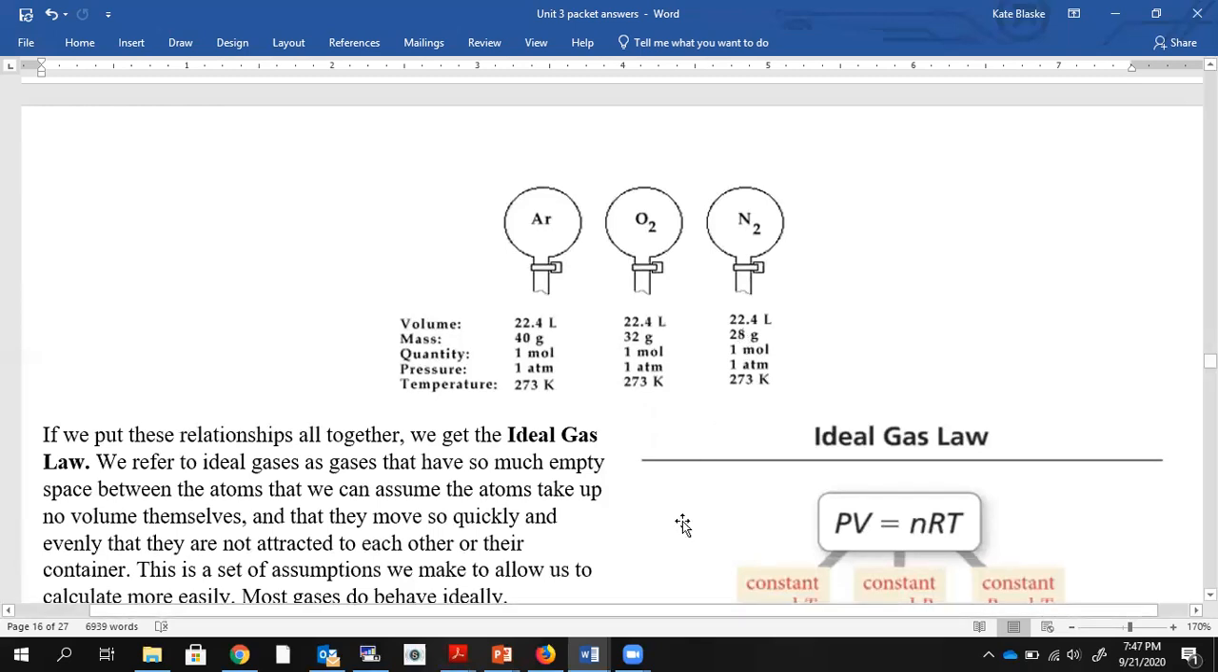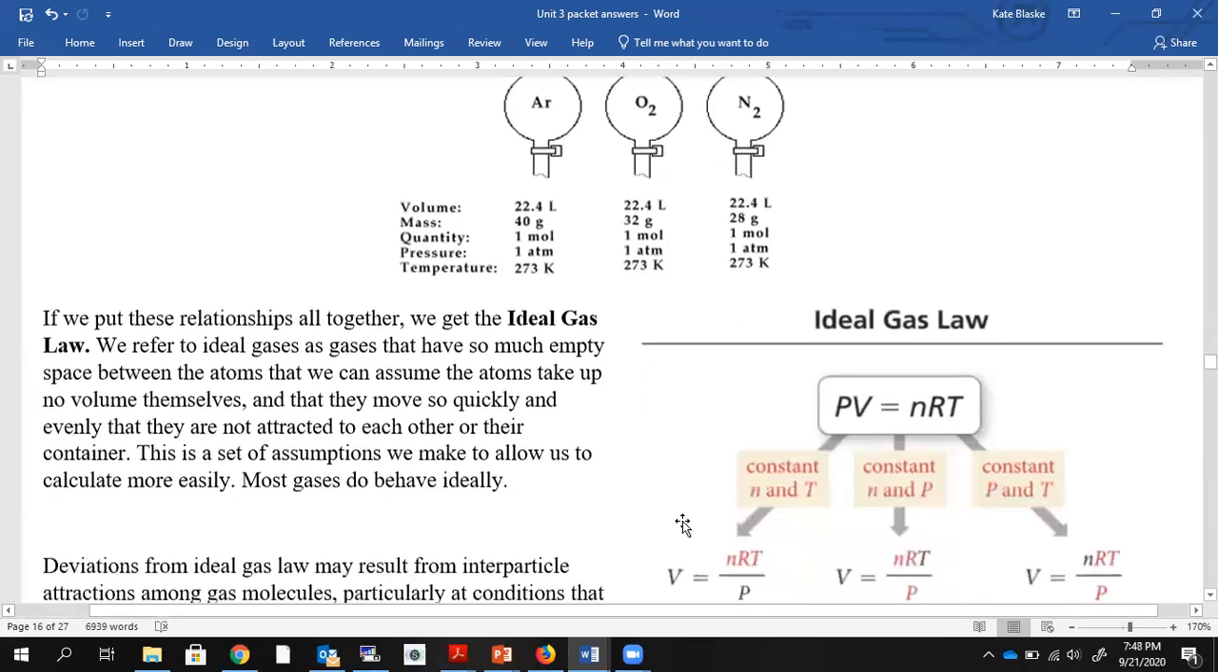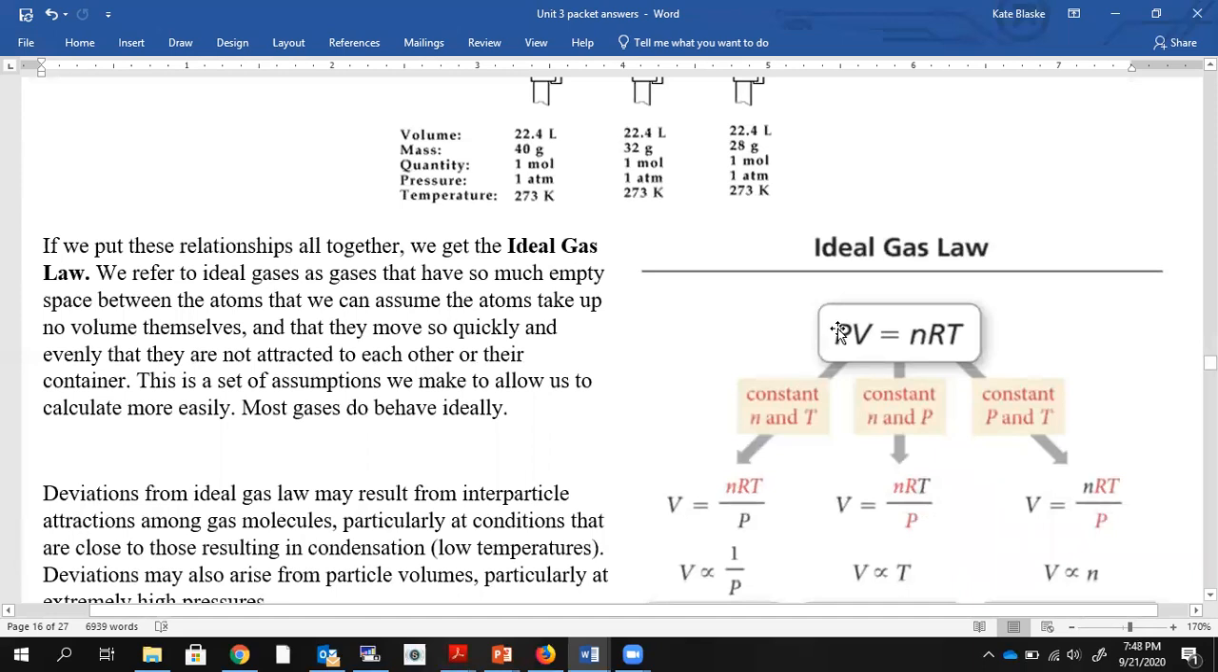And if we put all of those relationships together about pressure, volume, temperature, and moles, we get the ideal gas law, or as I affectionately refer to it, PUVnert. We call these gases ideal, meaning something that is perfect or the way that we want it, because we assume, again, we're making assumptions, that there's so much empty space between those atoms that the atoms themselves take up basically no volume. Now that's not actually true, but we can make a close enough assumption.